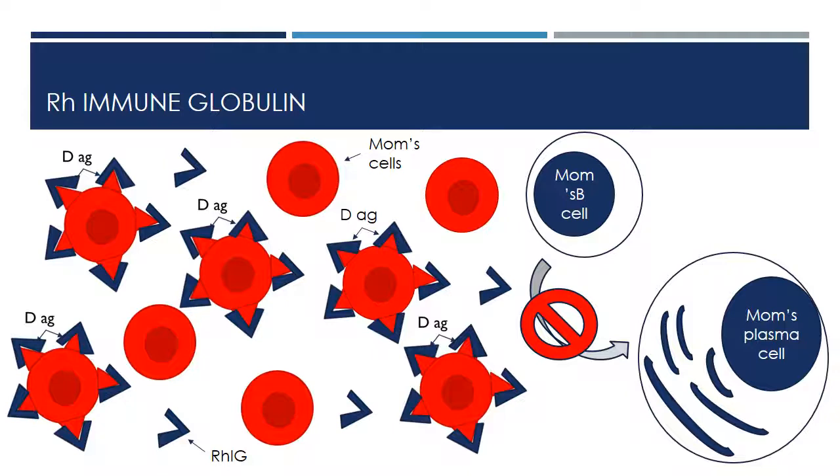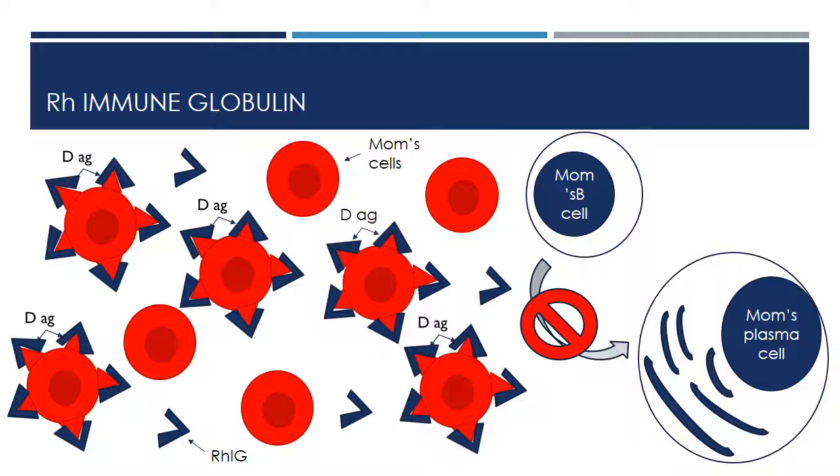Okay. Important to note here, though, if your mom has been previously sensitized, if you already know she creates her own anti-D, it's too late. We can't give her RHIG. It's not going to work. Okay. So for the non-sensitized mom, we need to be able to give her the doses that are prophylactic. Okay, because if she never encounters a D antigen, then RHIG is not going to do anything to her.